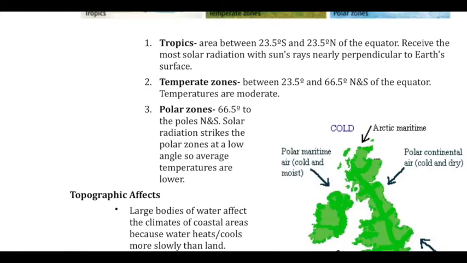Then the temperate zones are in between the poles, or in between the Arctic Circle and the tropic lines, and that would be usually 4 seasons. Then the tropics would be the low angles, 0 to 23 north and south.